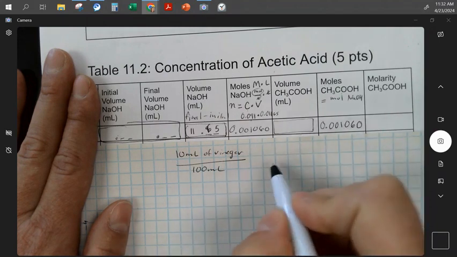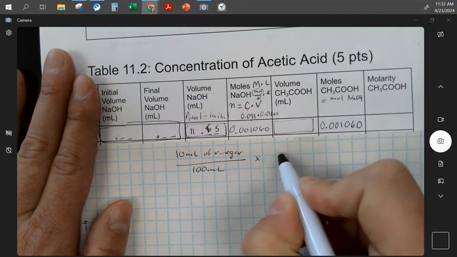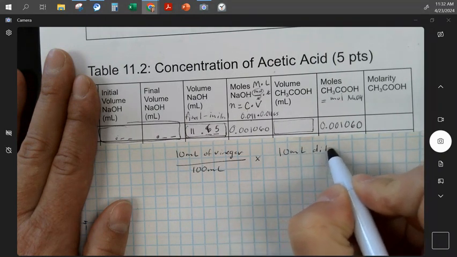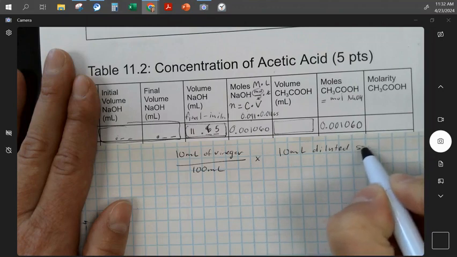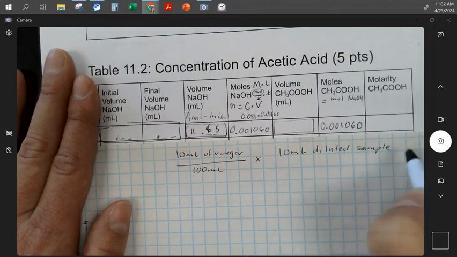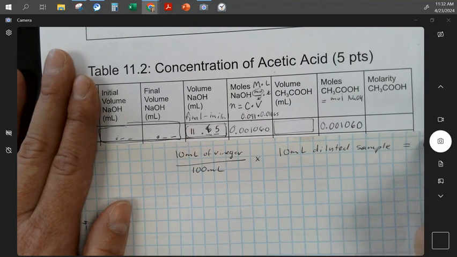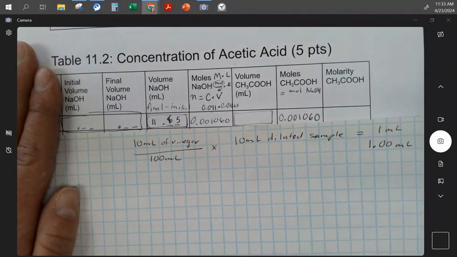Okay. And then I'm going to multiply. I took 10 milliliters of the diluted sample. So this gives me 1 milliliter. I used a pipette, so I should get 2 decimal places. 1 milliliter.